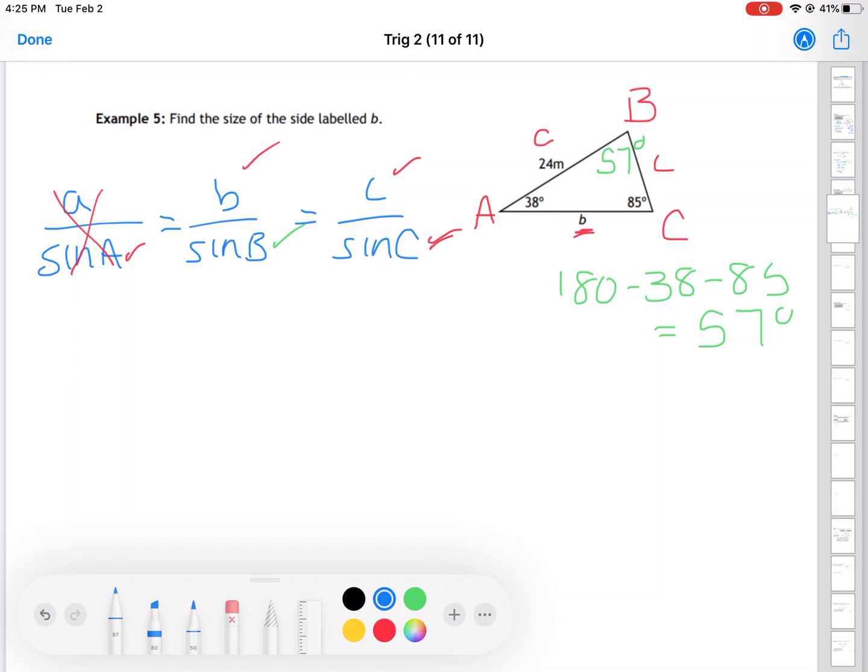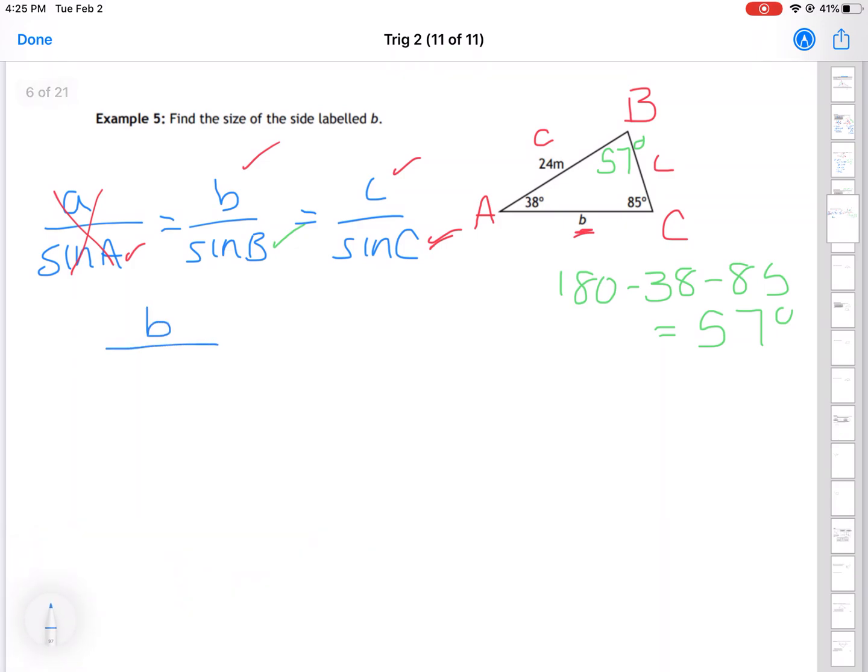Substitute in everything that you have. B we don't know, so that stays as B. Capital B is 57, sine 57 equals, and then C, side C is 24, all over angle C, so sine 85. Okay, so you can see these letters are really important, and it really depends where they are on the triangle and what they correspond to for you to get them in the calculator correctly.